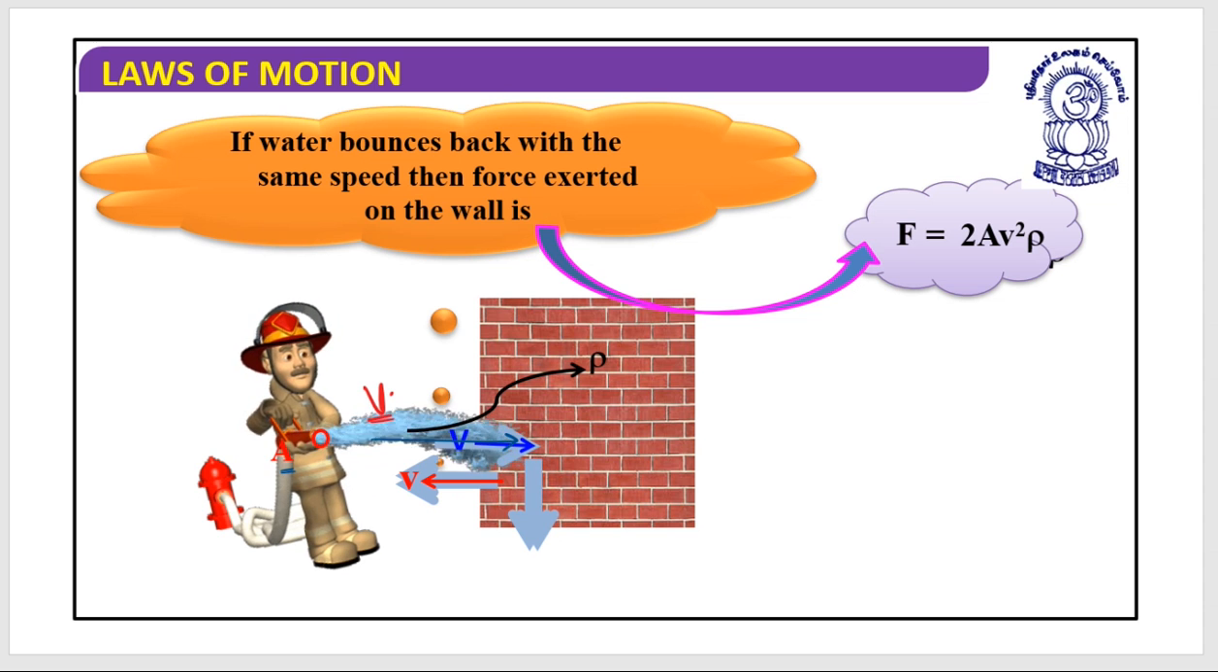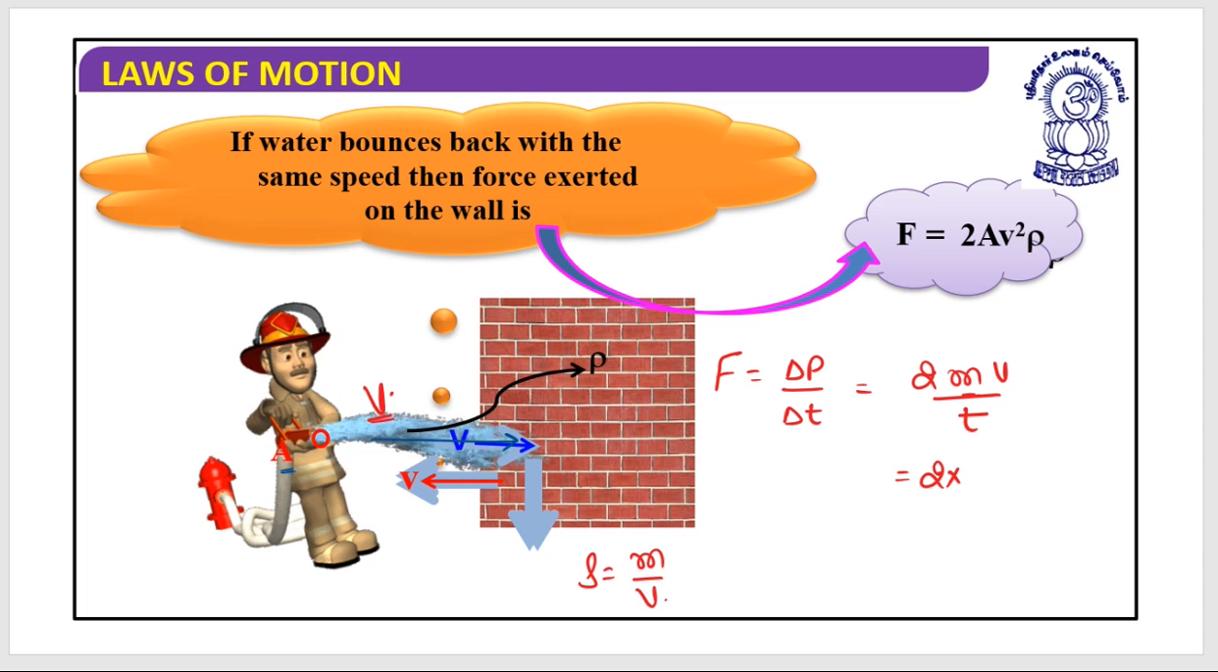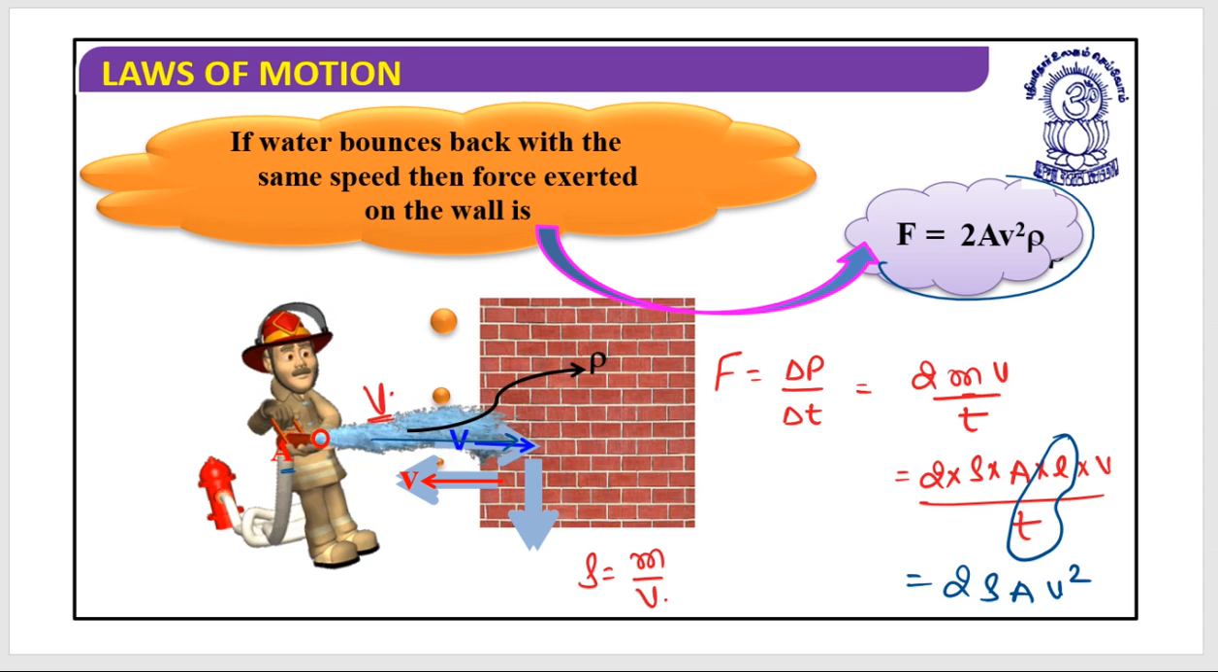So what I can write is F equals delta P divided by delta T, and that can be written as 2mv by T. But let's assume that I don't want mass, so I can replace this. We have the relation density equals mass by volume, so mass is equal to density into volume. Volume can be written as area into length, divided by T. This length by time can be considered as velocity, and this comes to 2 rho A V square. This is the answer.